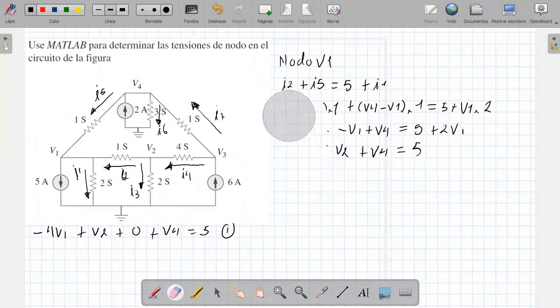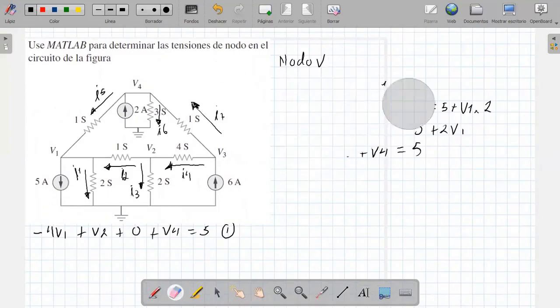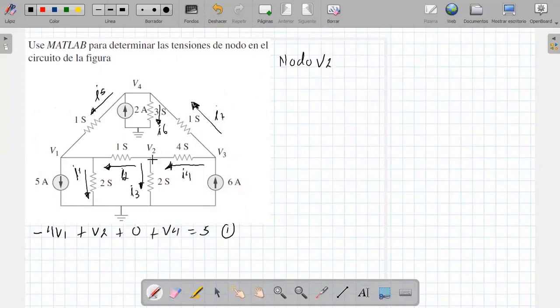I'm going to delete. I'm going to put node V2. It is clear that the law and the sources that appear in I, 2 and 3.